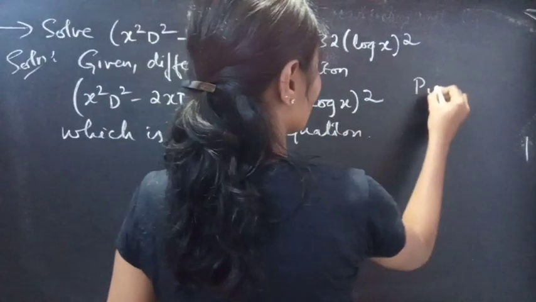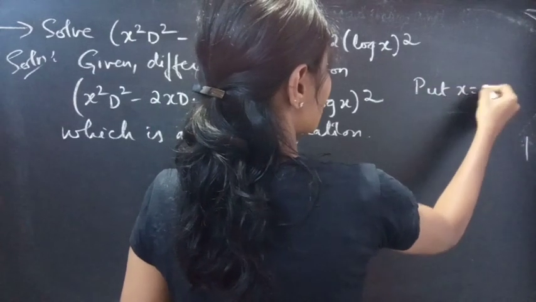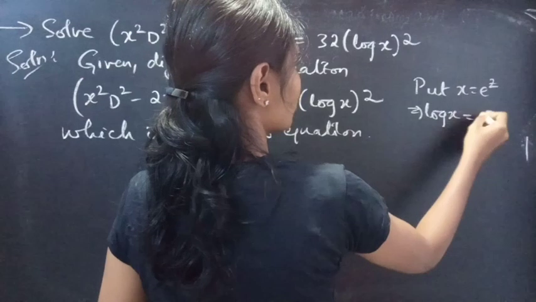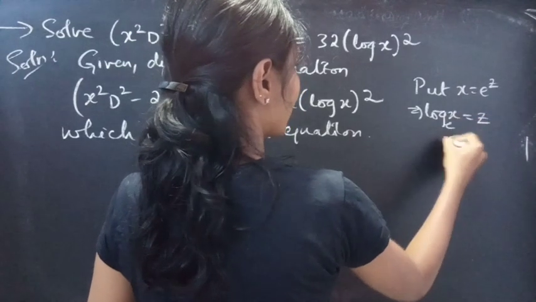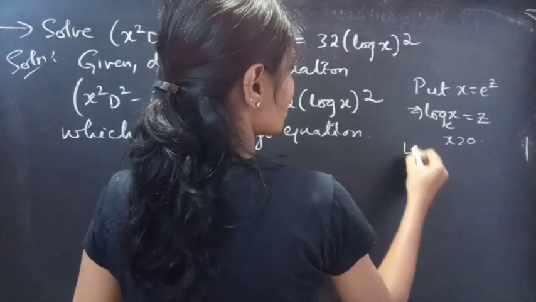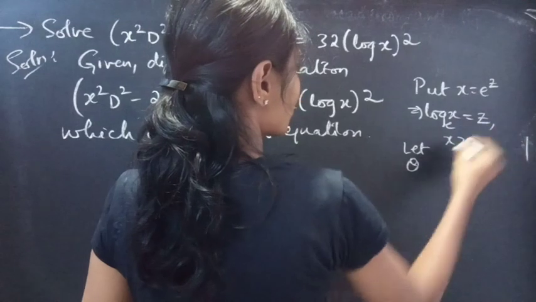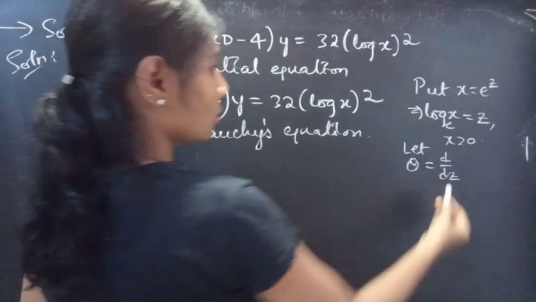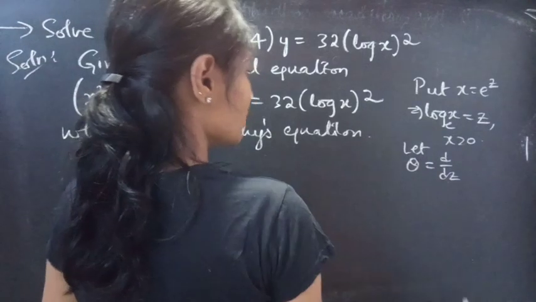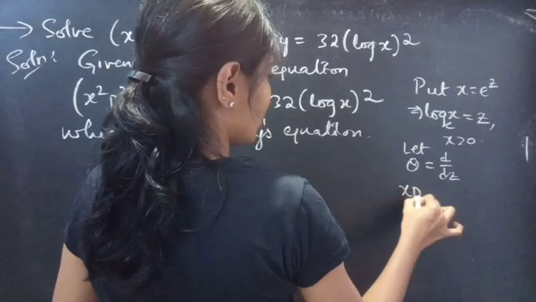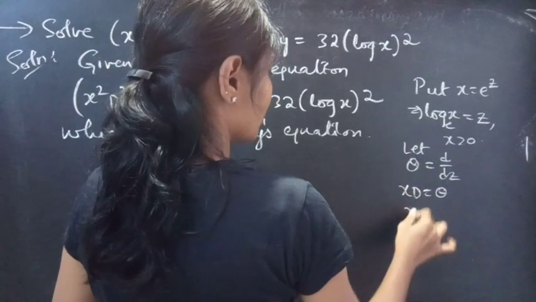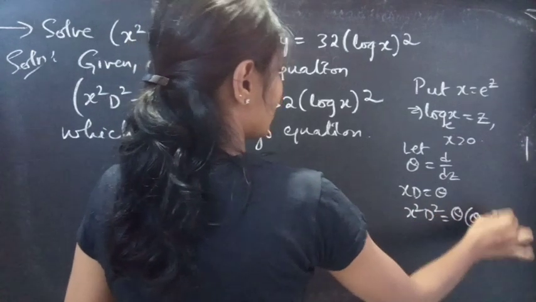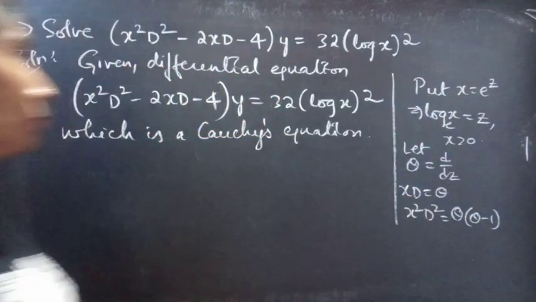Put x equals e power z, then log x equals z for x greater than 0. Let theta equals d by dz. Here theta is a differential operator with independent variable z. And xD equals theta, x squared D squared equals theta of (theta minus 1).